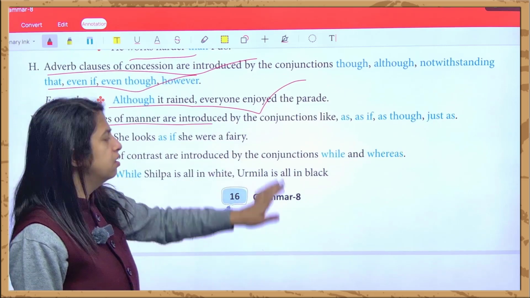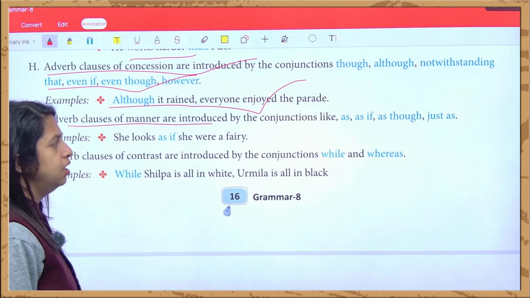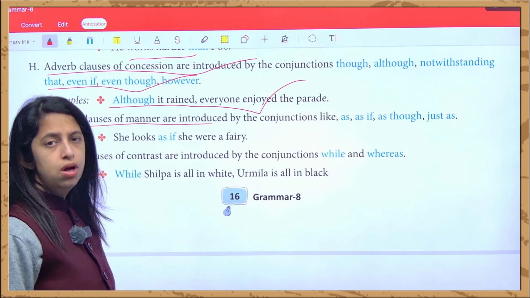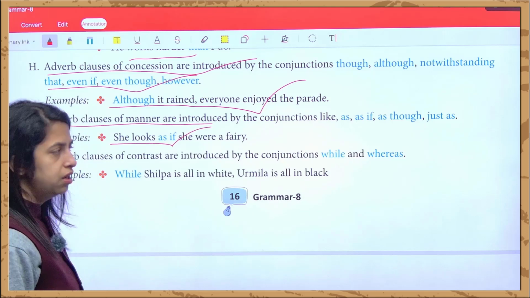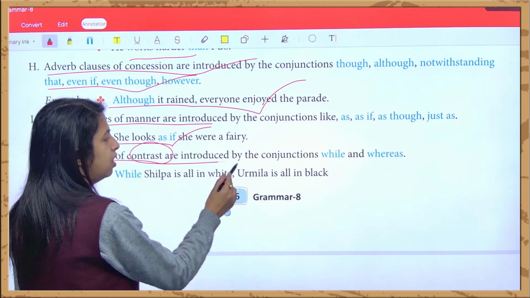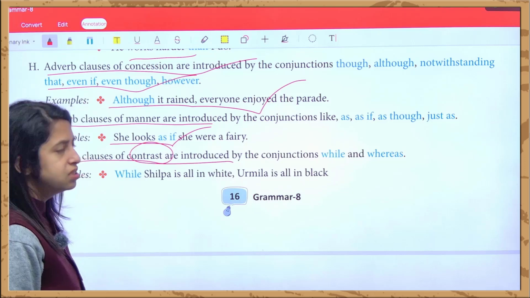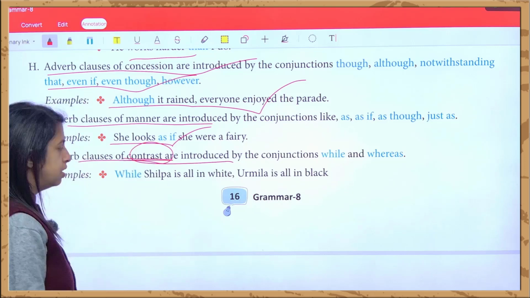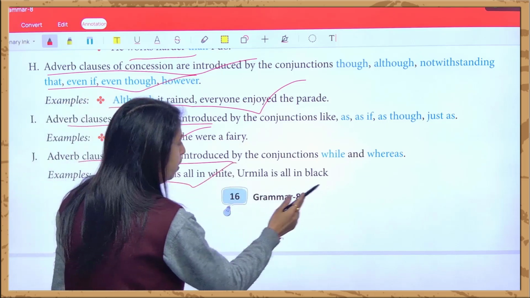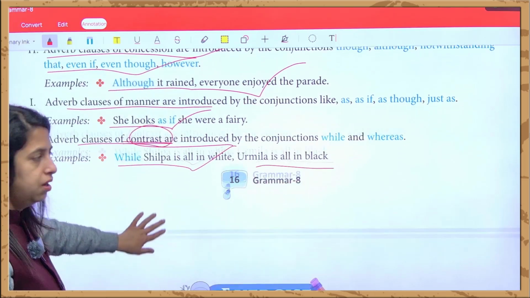Adverb clause of manner, they are introduced by the conjunctions जैसे कि as if, as though, just as. She looks as if she were a fairy. वो क्या है, एक fairy है. Adverb clauses of contrast basically while, or you can say whereas. Comparison हो रहा है यहाँ पे, contrast हो रहा है, means opposite है. While Shilpa is all in white, और उर्मिला कैसी है, ब्लैक कलर में बैठी है, right?